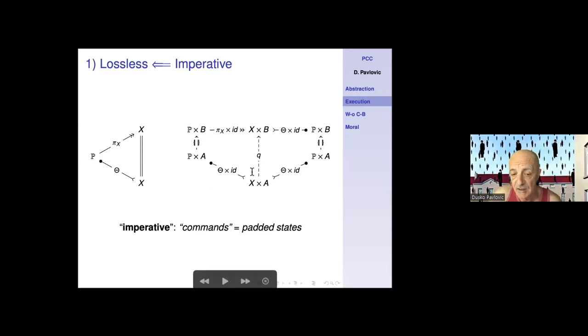And the second diagram says, everything has a simulation. Every imperative state machine has a simulation, but that simulation splits along this projection. So in other words, there is padding.